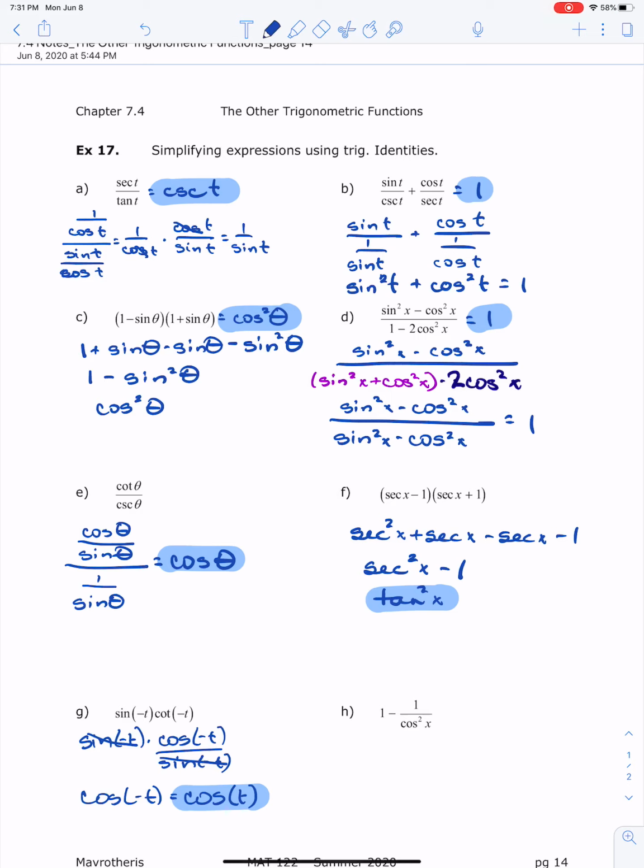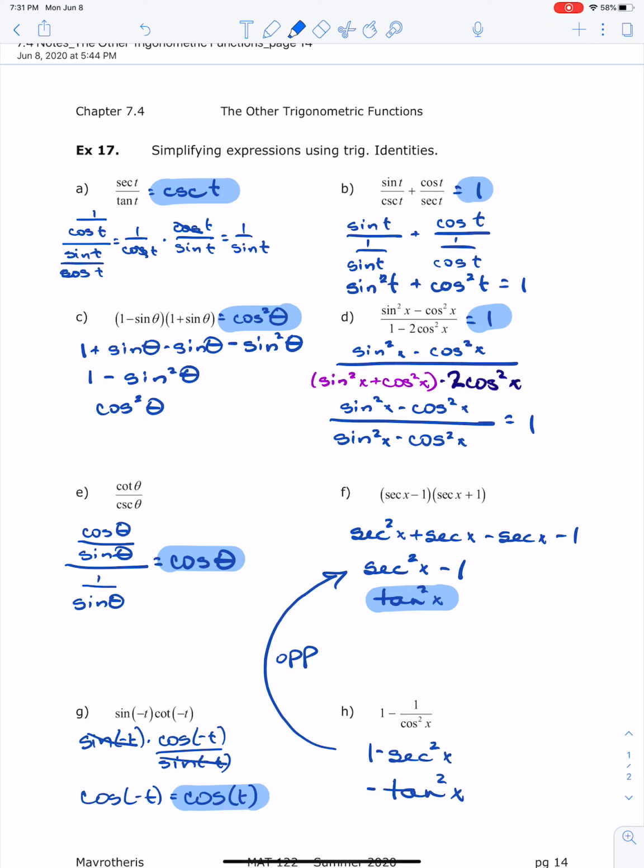And H, the very last one. 1 over cosine squared x. Cosine squared x is secant squared x. And if you take a look at F right above us, this is just the opposite of what we had right here. So the opposite of tangent is negative tangent squared x.